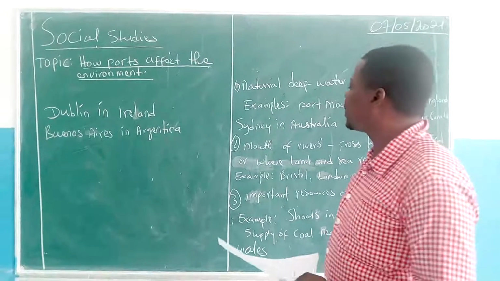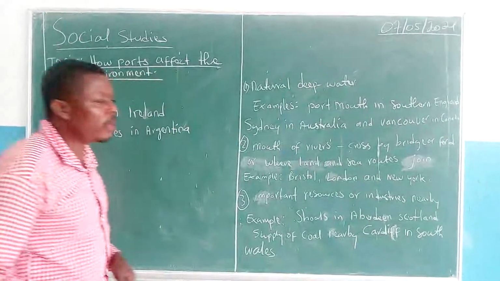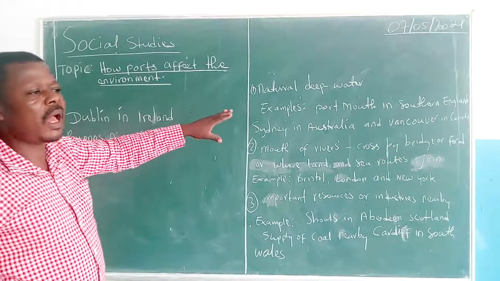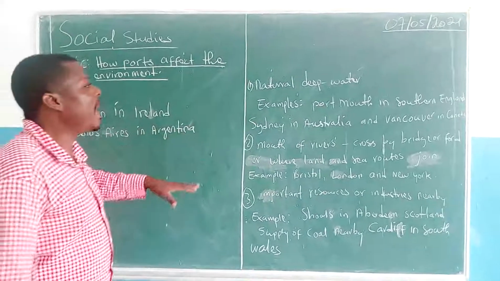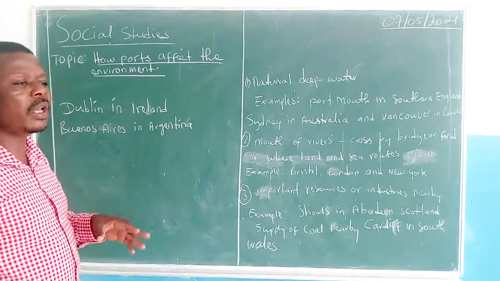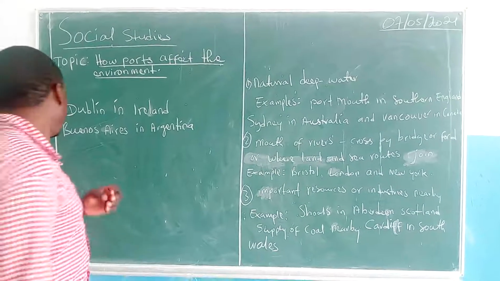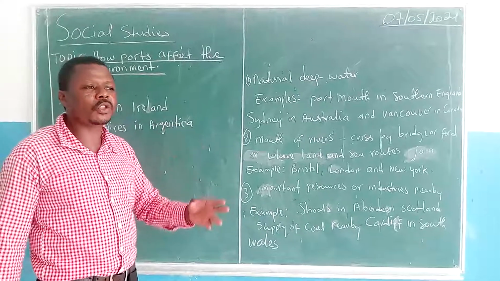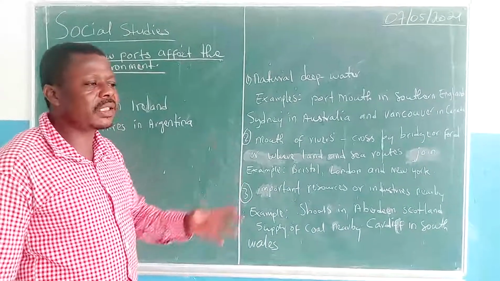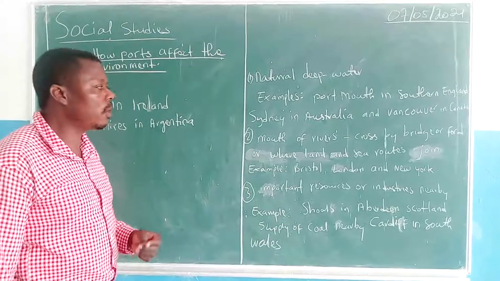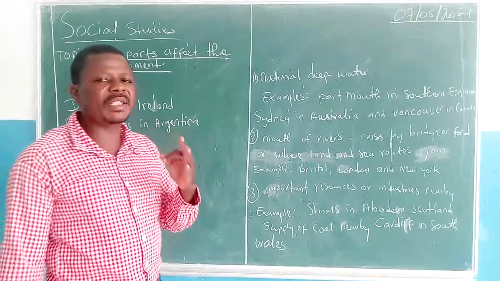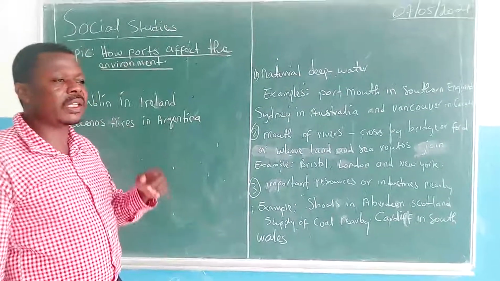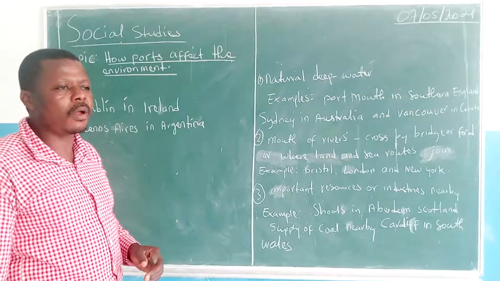In our previous lesson, we were looking at how settlements have developed on the coast. We were looking at what has caused towns, fishing villages, and industries to develop on most coasts. And we saw three basic reasons why industries, fishing villages, and cities have developed on the coast.